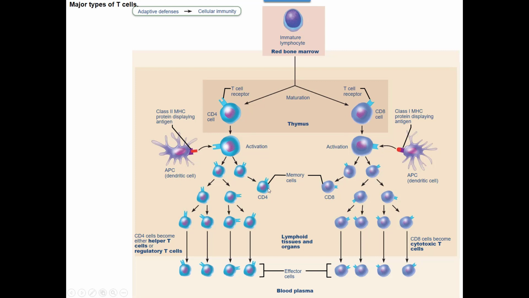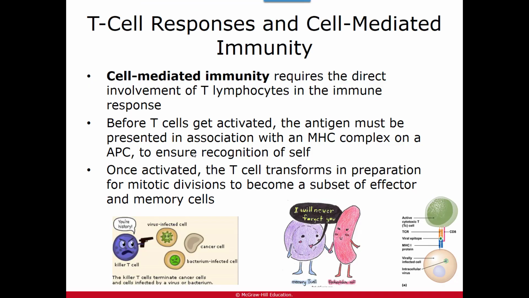So it's constantly we're going to be activating cytotoxic cells using any fragment on a class 1, and we're going to be activating helper T cells by anything on one of those antigen-presenting cells. So we've got different types of cells to do different types of things. The cell-mediated immunity is going to require direct involvement of T cells in the immune response.